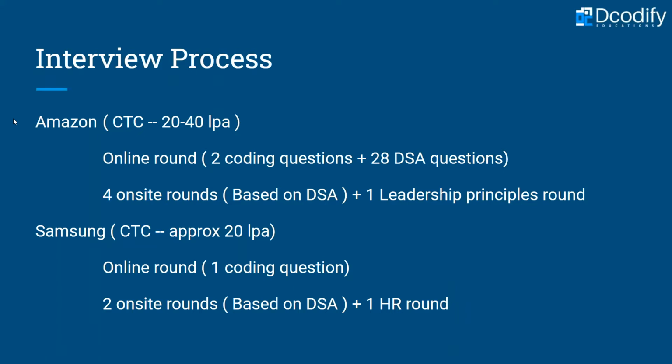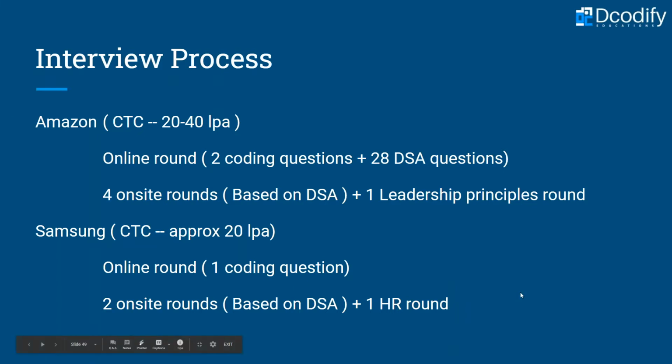After that, if you clear the coding round, you will be invited for an on-site round. In the on-site rounds, you will have 4 rounds, each of 45 minutes. In each 45-minute on-site round, you will be asked questions based on data structures and algorithms, such as linked lists, arrays, stacks, queues. You will be given 45 minutes to code at least two questions based on data structures and algorithms. And after that, finally, you have a leadership principle round where they will ask you questions on the leadership principles of the company. So this is the interview process of Amazon.